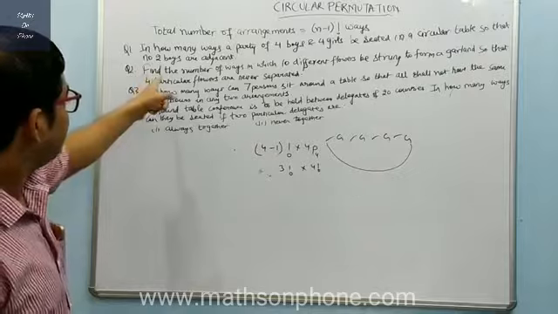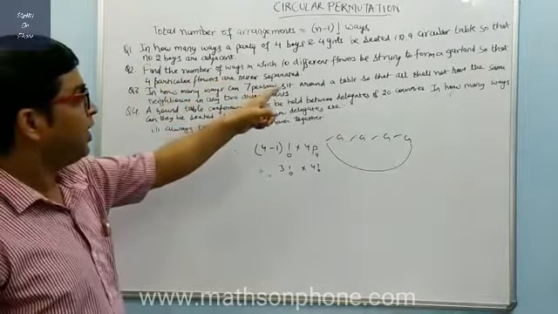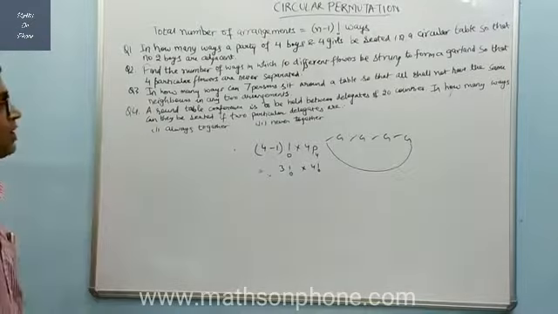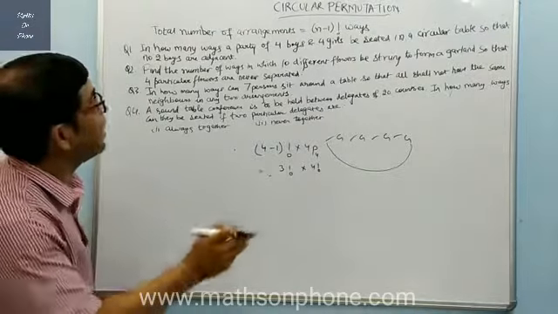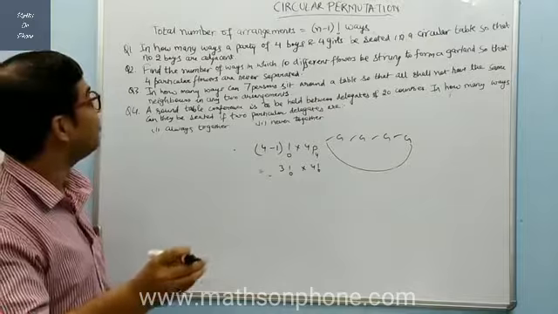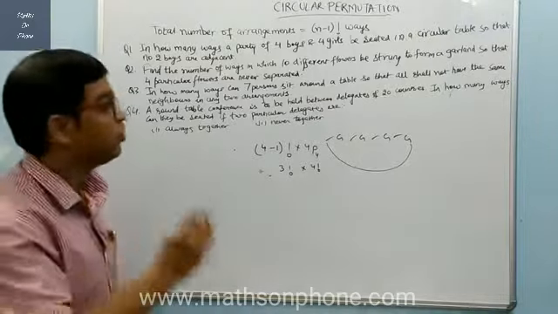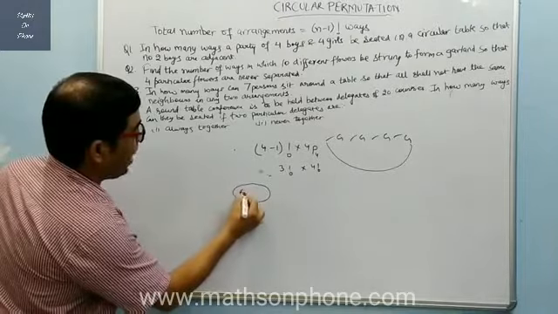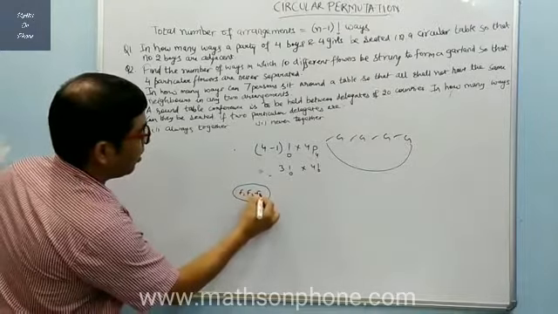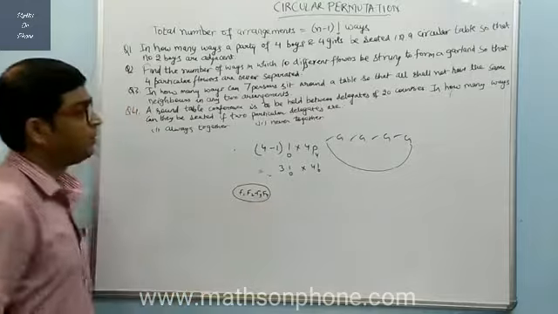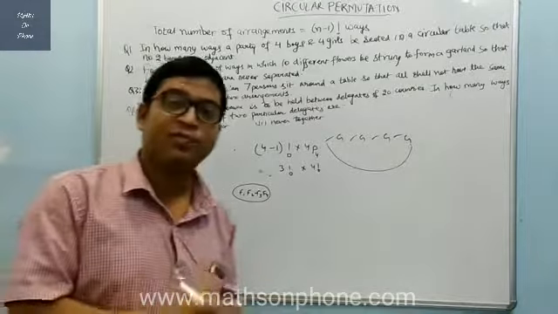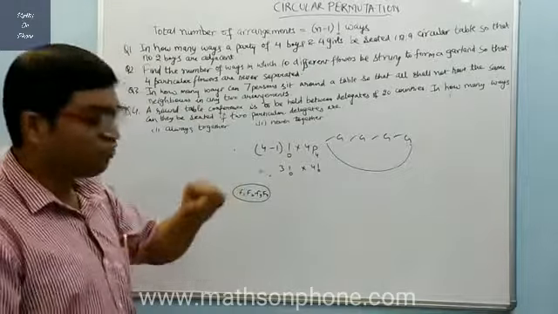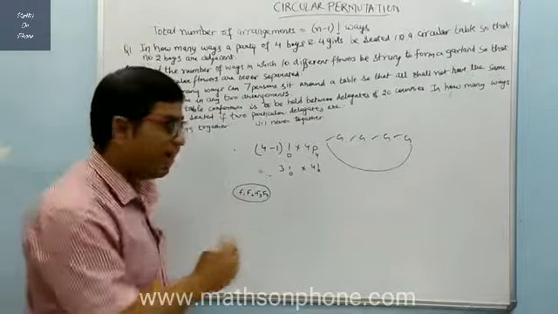Second question, find the number of ways 10 different flowers can be strung to form a garland, so that 4 particular flowers are never separated. They are never separated. That means 4 flowers are always together. We will just keep the 4 flowers in a bag. 4 flowers have been kept in a bag. Remaining 6 flowers are there.